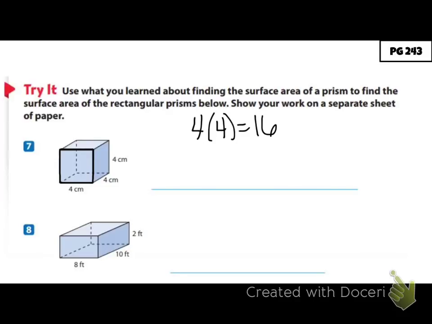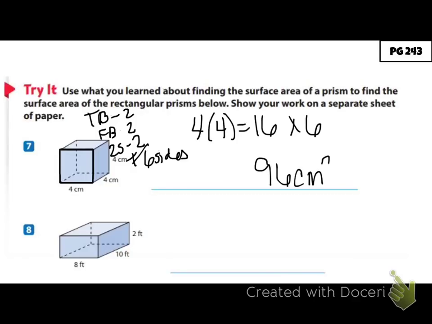We can actually take, since all of them are the same, and just multiply it by how many sides there are. So if we have top and bottom, that's 2 sides. Front and back is 2, and then the 2 sides would be 2. So that is a total of 6 sides. So I can take my 16 and multiply it times 6, and I find that 96 centimeters squared is my surface area.